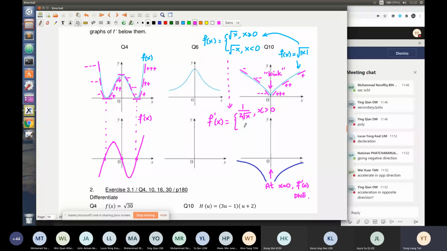Then similarly, this is square root of minus x. So in order to differentiate this, actually this is minus x to the power of half. So I just throw the minus outside, then I just differentiate x to the power of half as it is. So therefore, I have minus 1 over 2 square root x, and this is for x less than 0. So notice that x equal to 0 has been removed, because at x equals 0, we cannot define f prime, because of that kink over there. Is that all right?